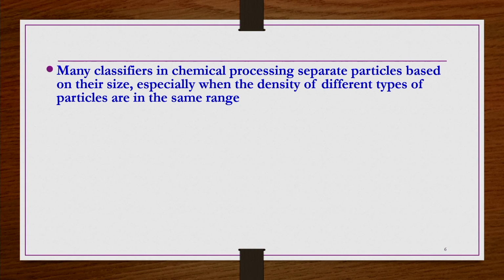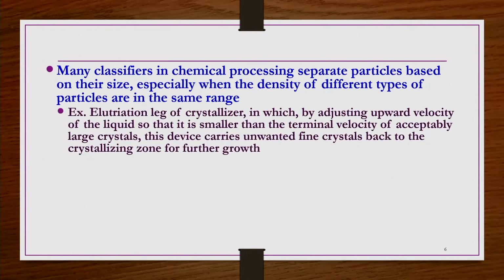Many classifiers in chemical processing units separate particles based on their size, especially when the densities of different types of particles are in the same range. Something like the illustration leg of a crystallizer, in which the upward velocity of the liquid is adjusted so that it is smaller than the terminal velocity of the acceptably large crystals. This device carries unwanted fine crystals back to the crystallizing zone for further growth.